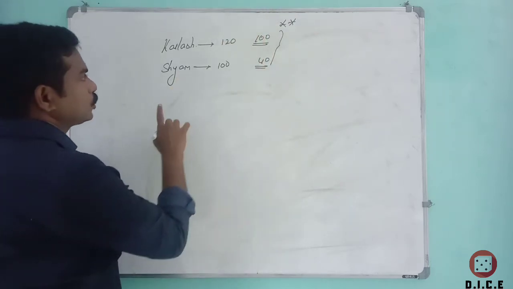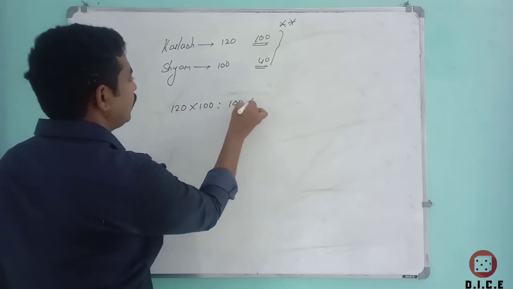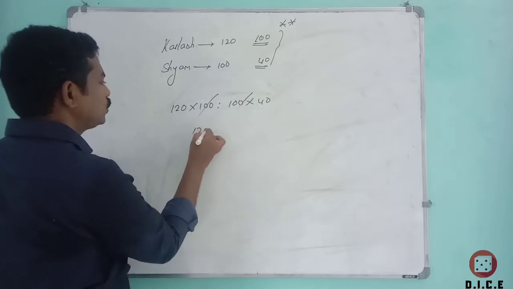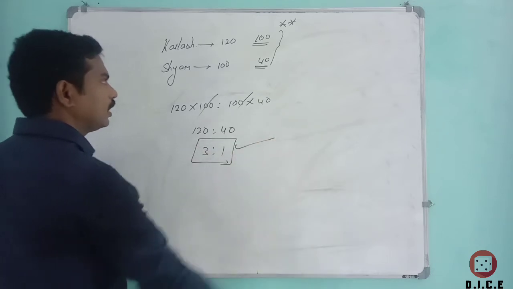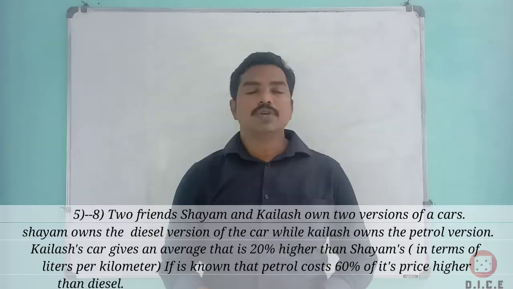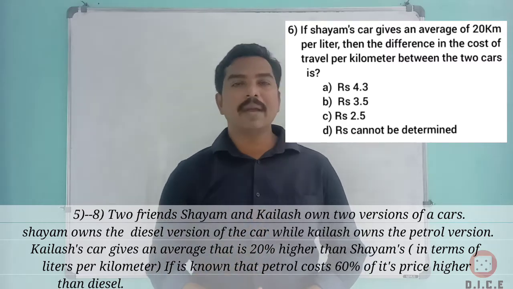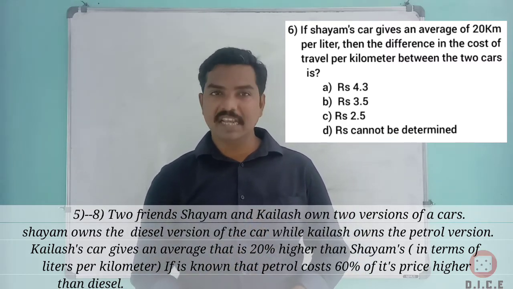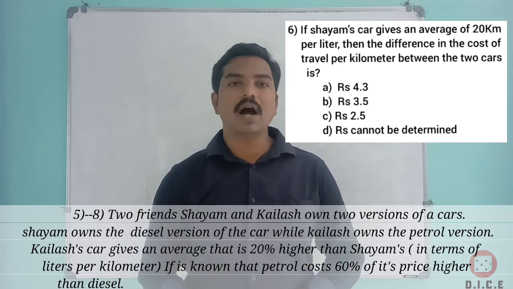This is the key point in this question. Therefore, Kailash is to Shyam, the ratio is 120 into 100 is to 100 into 40. The 100 gets cancelled. What is 120 is to 40? The answer is 3 is to 1. Option 1 is the right answer. So friends, the answer for question number 6 is can't be determined, because though Shyam's average of 20 per kilometer is given, the rate of either petrol or diesel hasn't been given. So we cannot find the difference between these two cars.